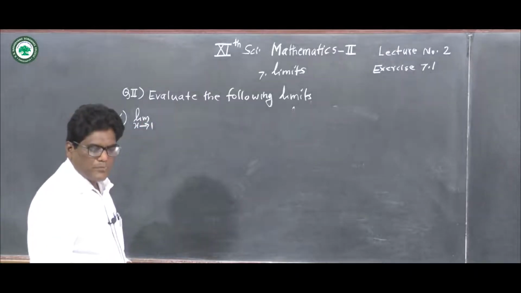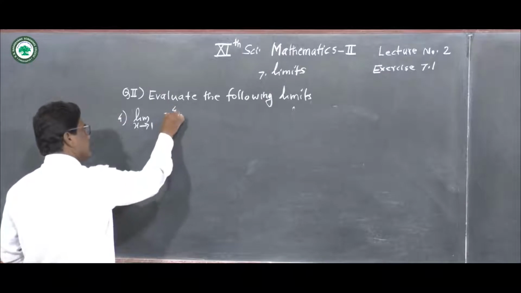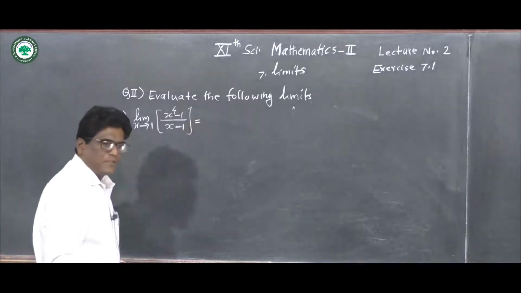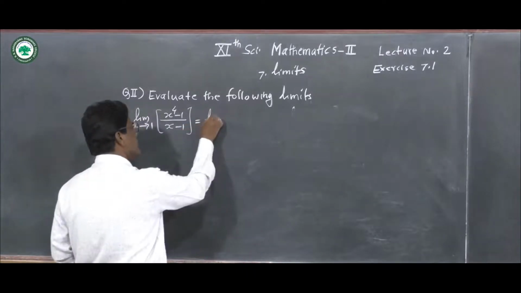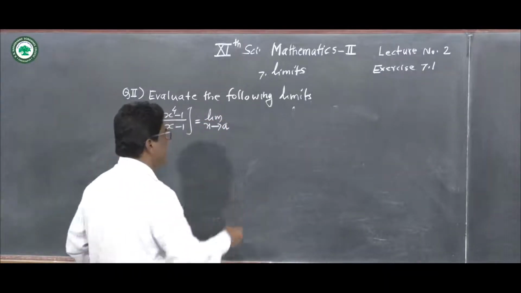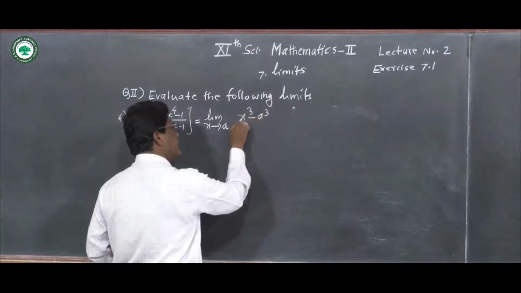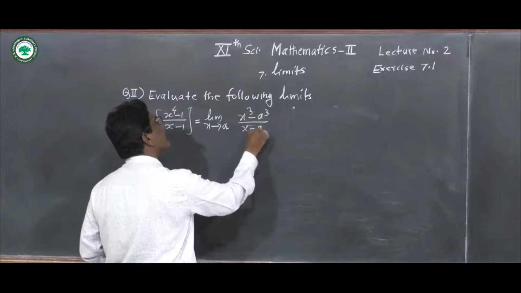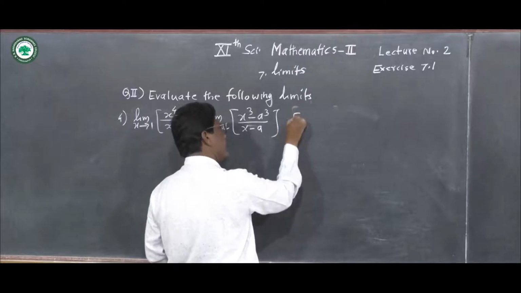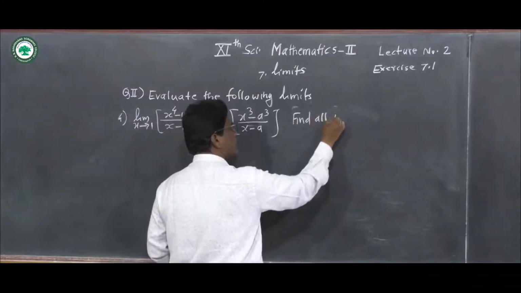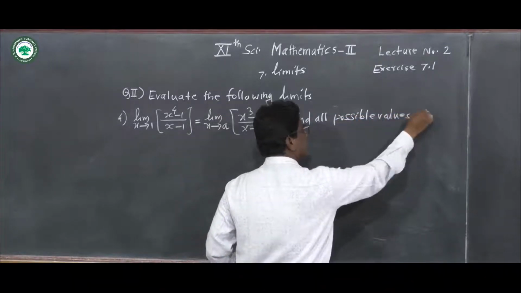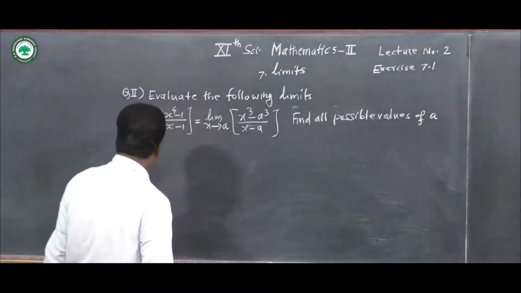(x to the power 4 minus 1) upon (x minus 1) is equal to, limit as x tends to a, (x to the power 3 minus a to the power 3) divided by (x minus a). Find all possible values of a. Okay. Now write here the given problem.